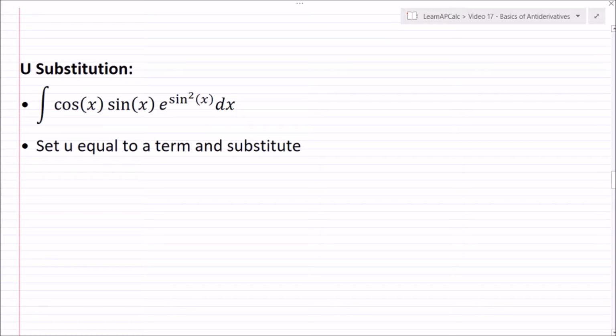Alright, so let's talk about perhaps the most useful method of integration, and this is u-substitution. Take, for example, this integral right here. I can't do the reverse power rule, and it's sort of hard to think about what would be the antiderivative here. So what we do is what's called u-substitution. We're going to set u equal to some term inside here. So for me, we'll say u equals sine squared x, so this term.